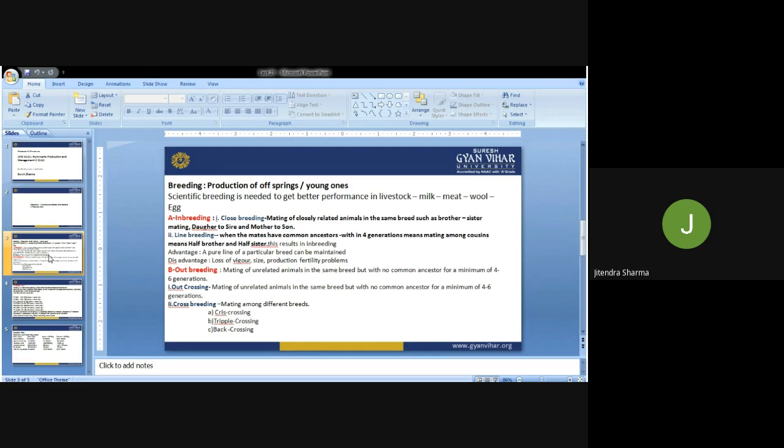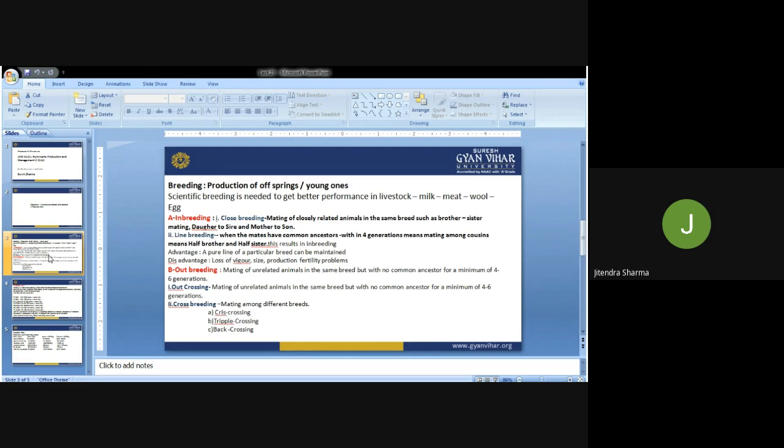So there are certain methods. We categorize breeding into two categories. Number one, inbreeding, and second, outbreeding. Inbreeding, as its name itself says, is breeding among relatives. Under inbreeding, we have two types: close breeding and line breeding. Close breeding is mating of related animals of the same breed, such as brother sister mating, daughter to sire, mother to son. This kind of mating is what we call close breeding.